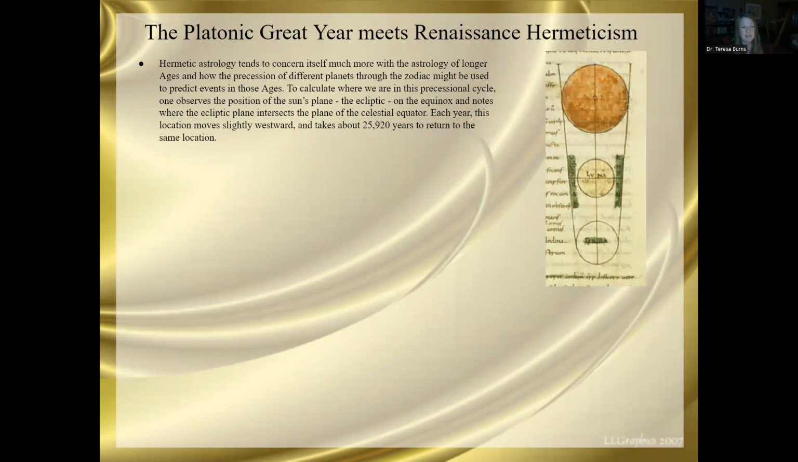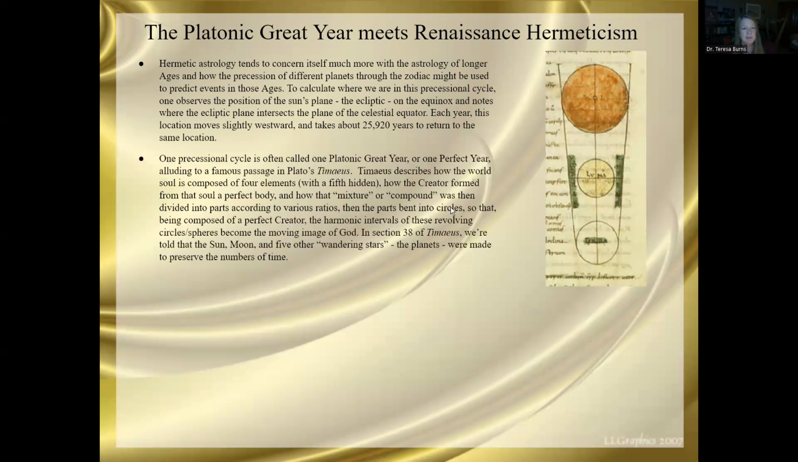Each year that moves slightly westward. In fact, it'll move 1 degree every 72 years, and it takes about 25,920 years to return to the same location. One whole rotation is usually called a Platonic great year or one perfect year, and this is referring to a particular passage in Plato's Timaeus.